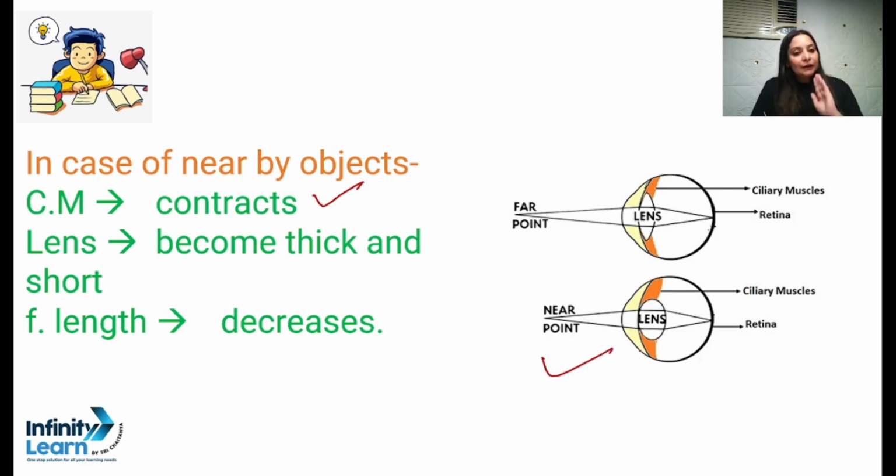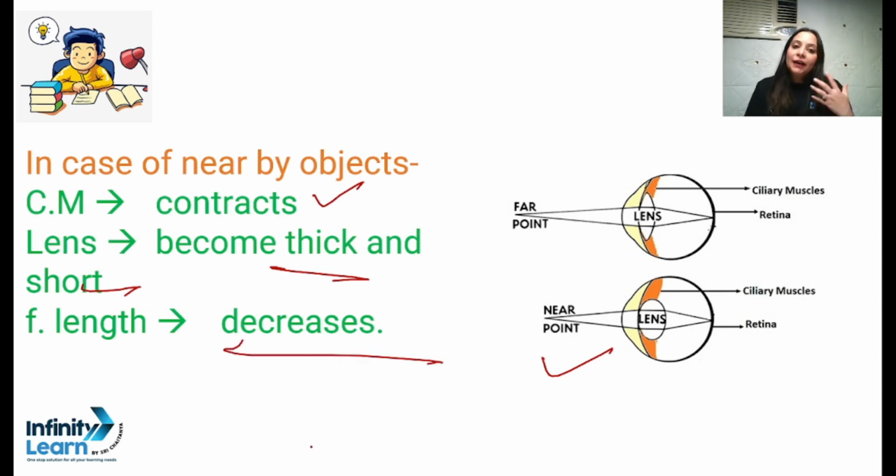Ciliary muscles contract, and the lens becomes thick and short. It becomes like this, thick and short. Like when you wish to see far off, it becomes like this, stretched. But when you wish to see closer objects, it becomes like this, thick and short. And as a result, focal length decreases.